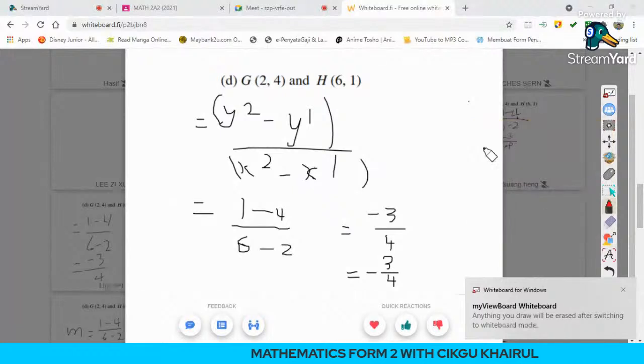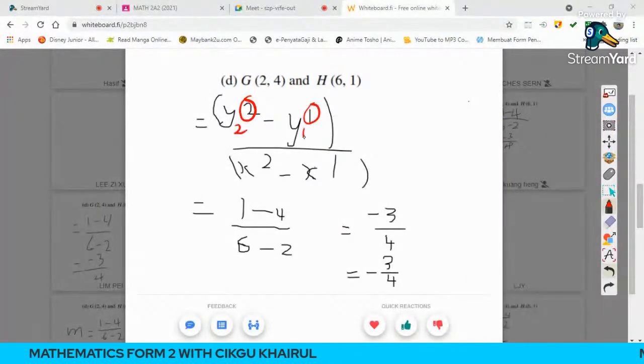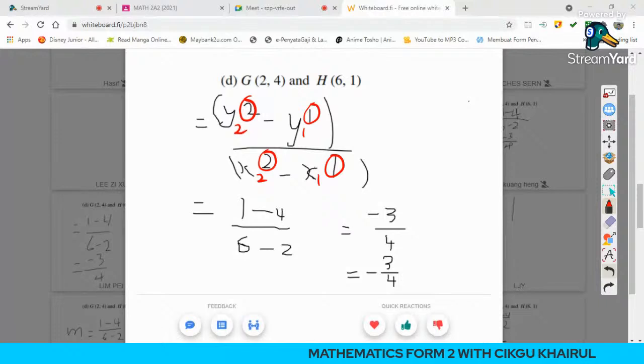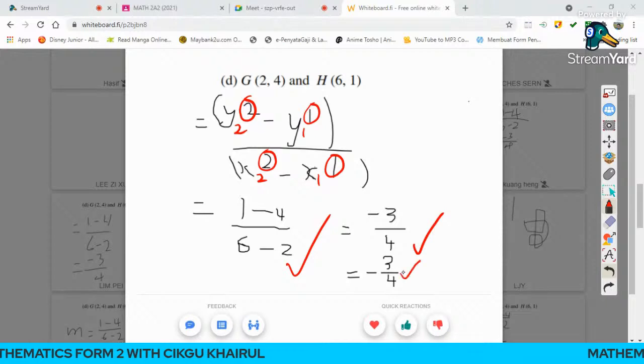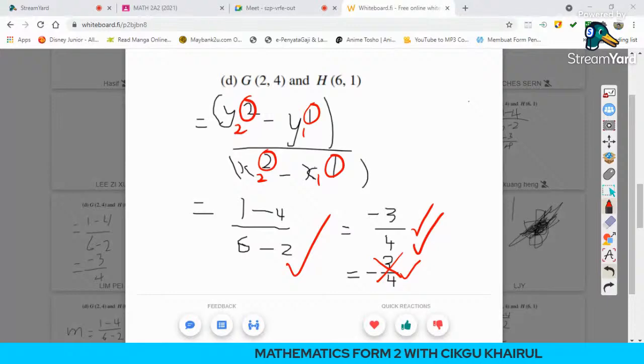This one, should write 2 here. 1 you write here, 2 you write here. This one maybe smaller, like this. Okay. However, your answer is okay. Actually, this one is true, but no need lah. This is enough already.